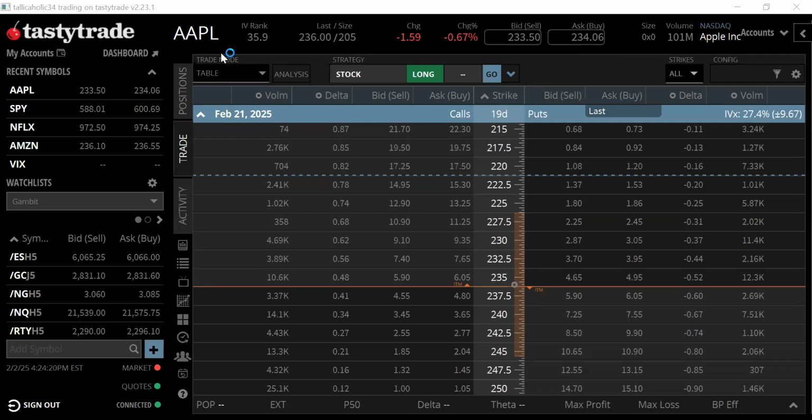So if we look at, for example, AAPL, that's going to be ticker symbol AAPL. That's Apple. And we have our volume here, our delta, our sell and our buy. We have our bid and our ask, our delta and our volume for our options chain on both sides here. First thing you're going to notice, if you look at the delta, it's positive here on the calls and it's negative on the puts.